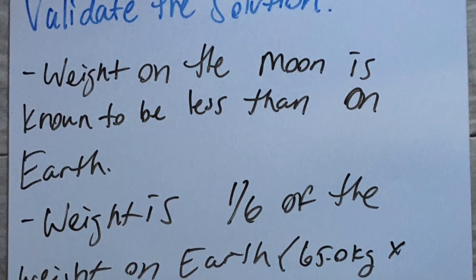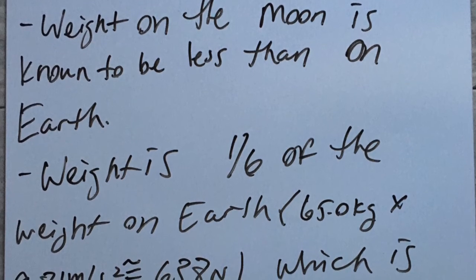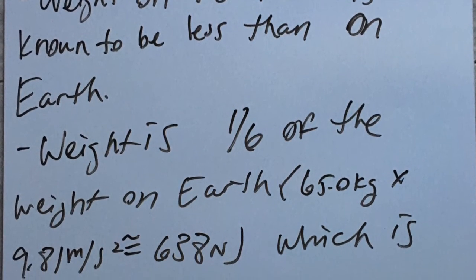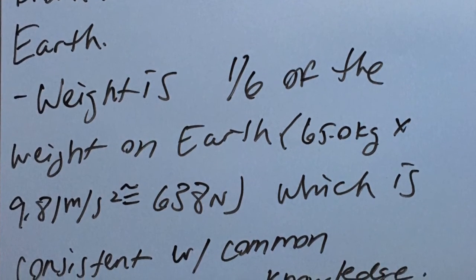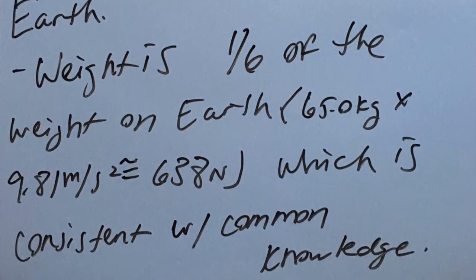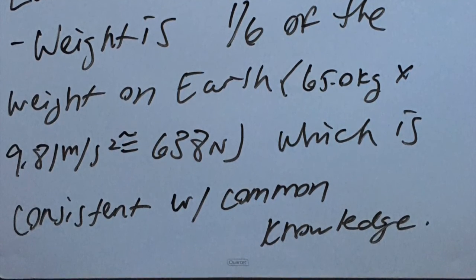Weight on the moon is known to be much less than on Earth, so the astronaut's weight on the moon is about 1/6 of the weight on Earth. 65 kilograms times 9.81 meters per second squared is approximately 638 newtons, which is consistent with this common knowledge.